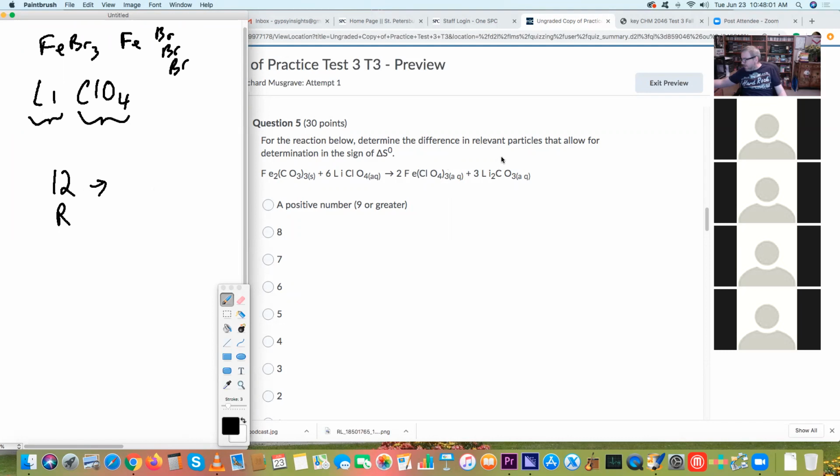And 6 lithium and then 3 of the carbonate. So 6 plus 3, 9, and so that would be 17 overall. Yep, that's great. That's wonderful.